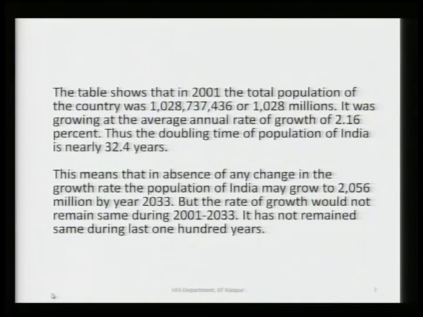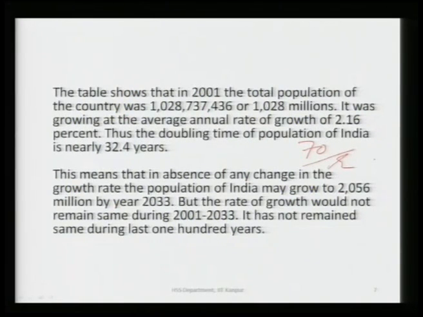The table shows that in 2001 the total population of the country was 1,028,737,436, in short 1.02 billion, or 1028 million. It was growing at the average annual rate of growth of 2.16%. What is the doubling time? Doubling time is approximately 70 divided by R. 70 divided by R, this is the doubling time.